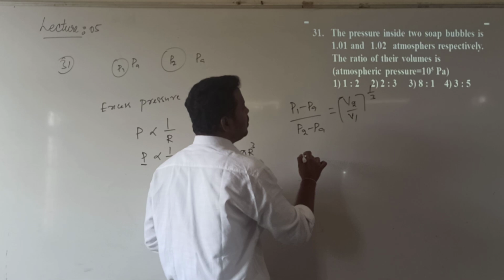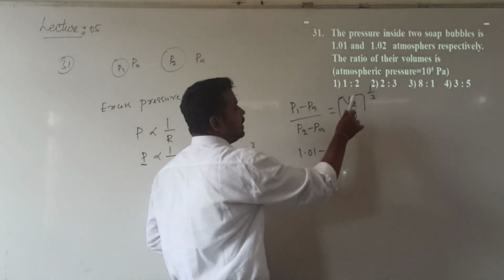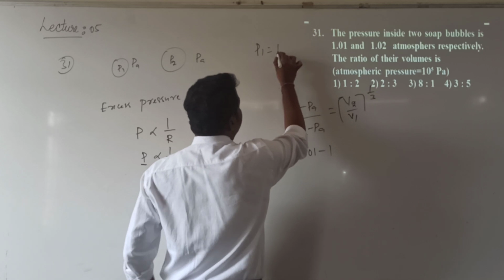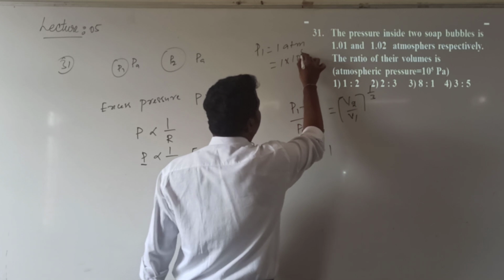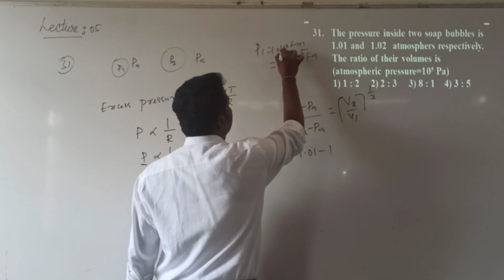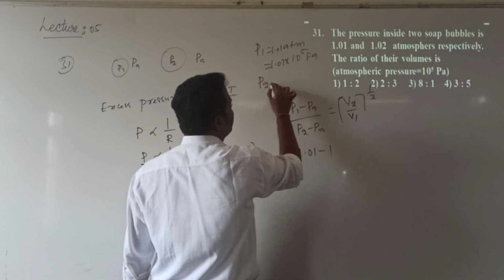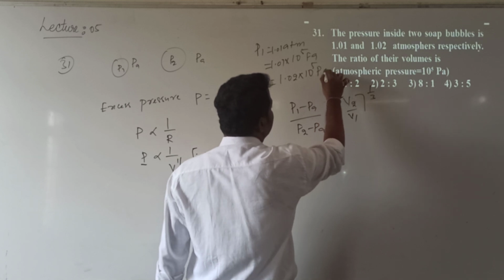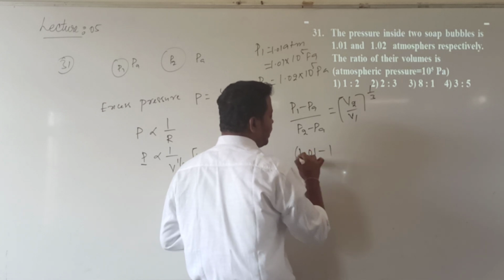P1 minus PA value. P1 value is 1.01. Atmosphere pressure is 1. Here also they have given atmosphere pressure. So what is the P1 value? P1 is 1 atm, atmosphere pressure. 1 atm value is 1 into 10 to the power of 5 Pascal. This is 1, not 1.01. Here also, what is the value? 1.01. Similarly P2 value is 1.02 into 10 to the power of 5 Pascal. Okay? So what can I write? 1.01 minus 1 into 10 power 5.